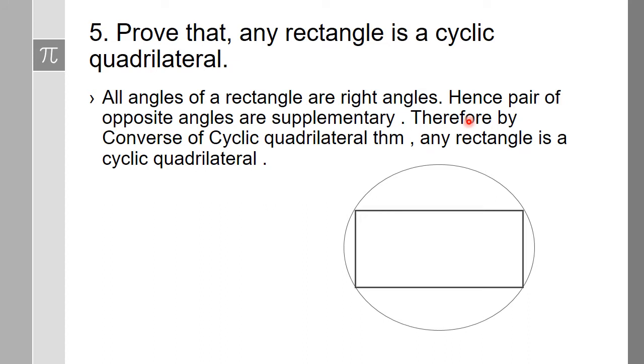Now whenever a pair of opposite angles is supplementary, by the converse of the cyclic quadrilateral theorem, you know that the quadrilateral is cyclic. So therefore, by the converse of the cyclic quadrilateral theorem, any rectangle is a cyclic quadrilateral. Because you choose any rectangle, all its angles are right angles, so the pairs of opposite angles will be supplementary. So they are cyclic quadrilaterals. Simple observations, nothing more to prove.